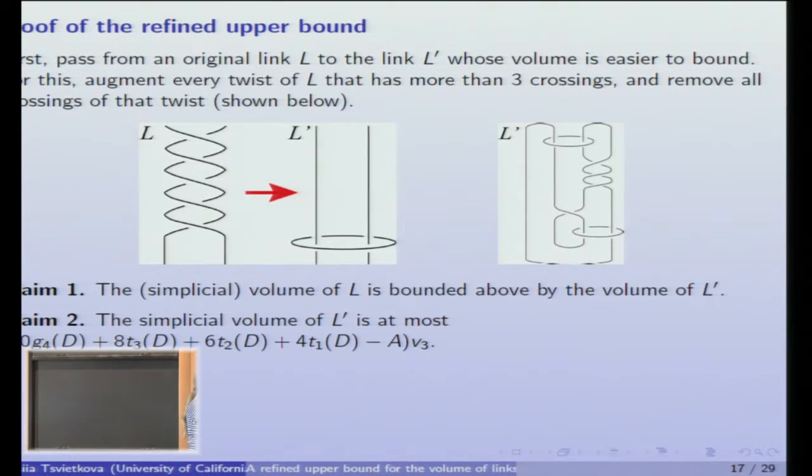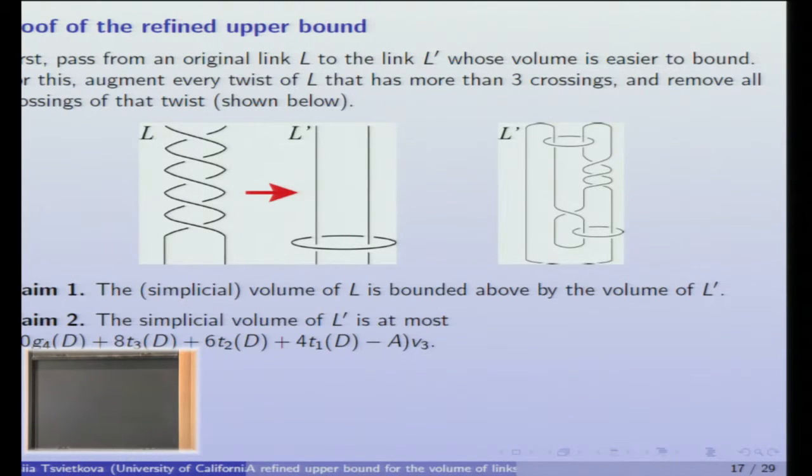So we will augment every twist, that's something like what Lackenby did, but we will augment only every long twist. Augmenting means basically adding a circle around two strands, so this is called a crossing circle. And so we will do this operation of augmenting and deleting all crossings for all twists that are at least of length 4 in terms of crossings.